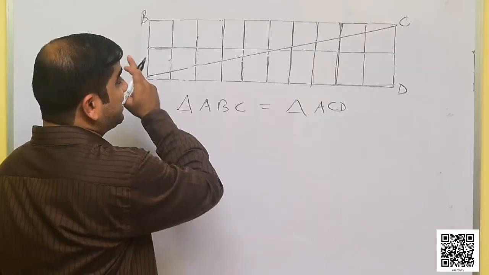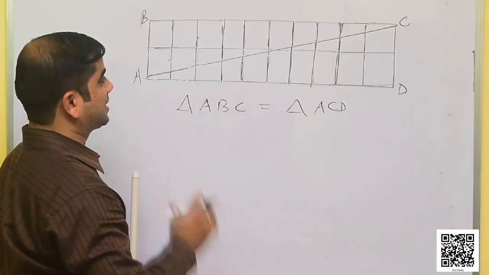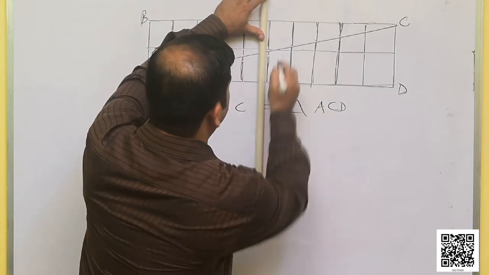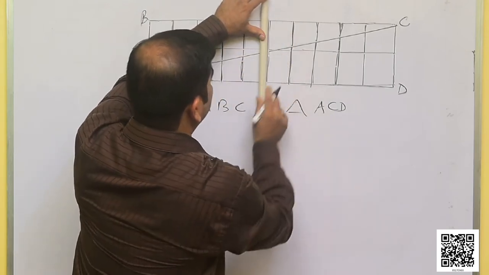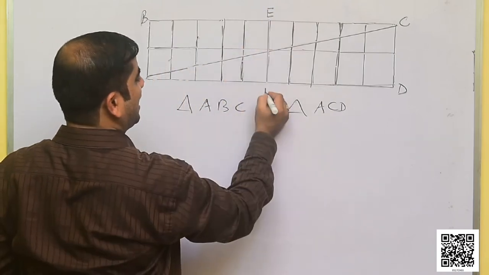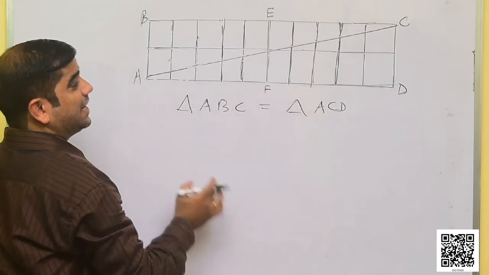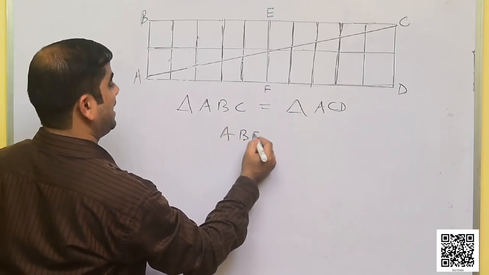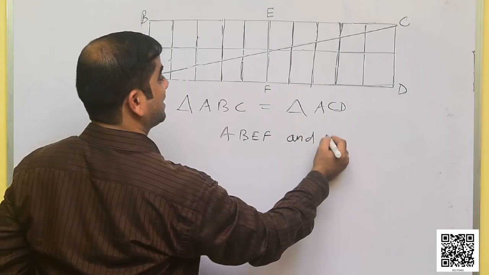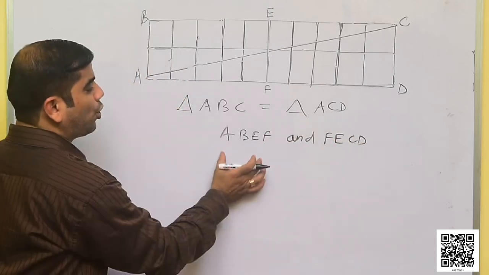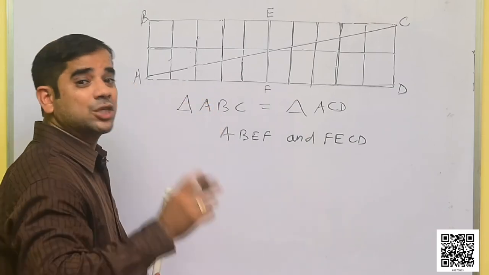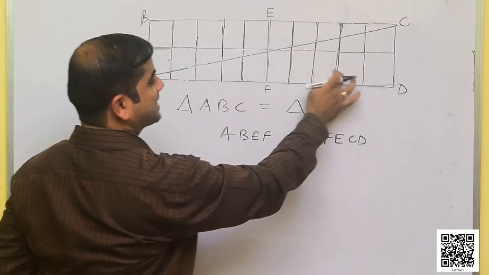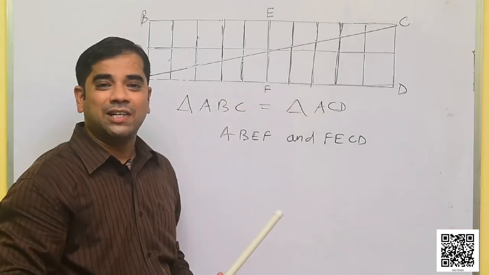So, as you can see, this rectangle has 20 squares. So, if I go to the midpoint, 1, 2, 3, 4, 5, and draw a straight line over here, now let the line be EF. So now EF is dividing the rectangle ABCD into two equal rectangles ABEF and FECD. So both these rectangles have an equal number of squares. 1, 2, 3, 4, 5, 6, 7, 8, 9, 10. 1, 2, 3, 4, 5, 6, 7, 8, 9, 10. So they have equal area.